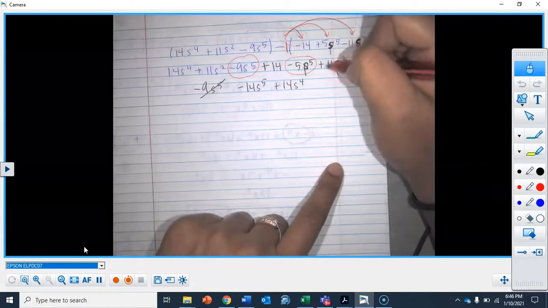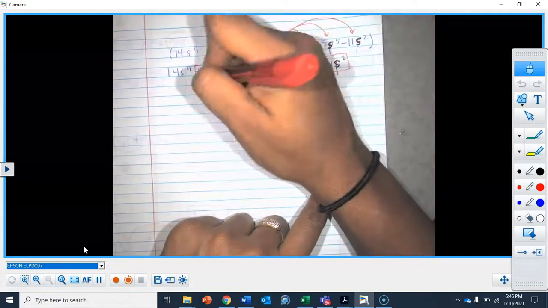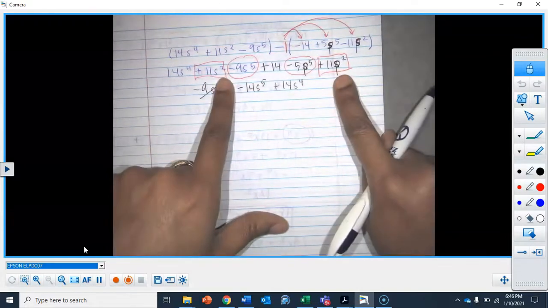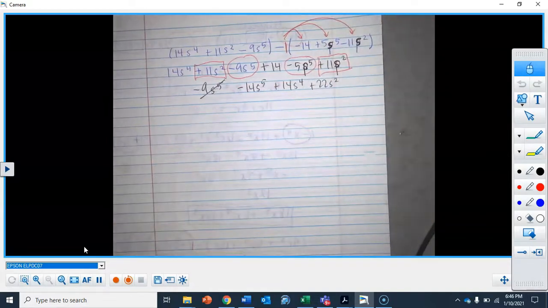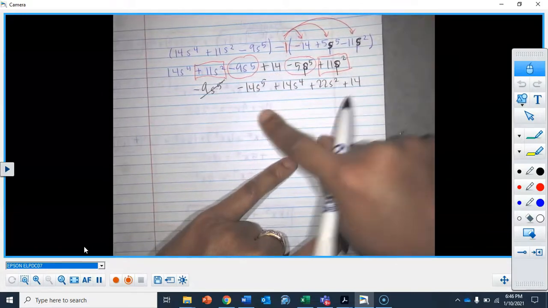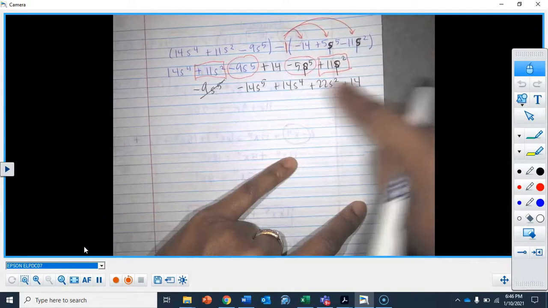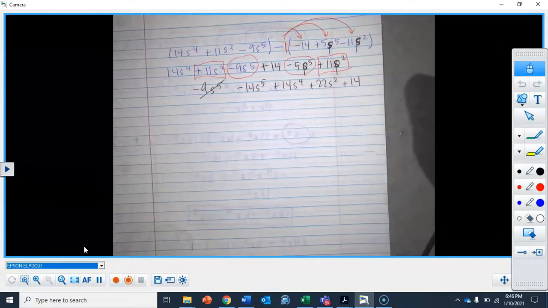So again, this is 11s squared and another 11s squared. That adds for 22s to the second power. And then all that leaves is this plus 14 is the only constant. So this is the final answer. Again, they should have been s's. So negative 14s to the fifth plus 14s to the fourth, 22s squared plus 14.